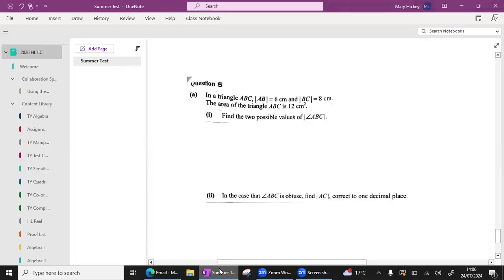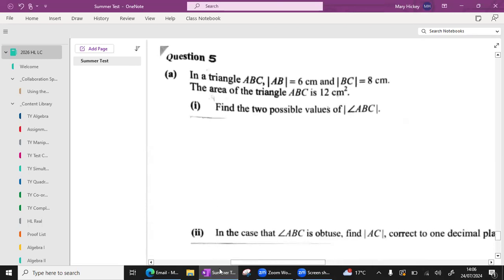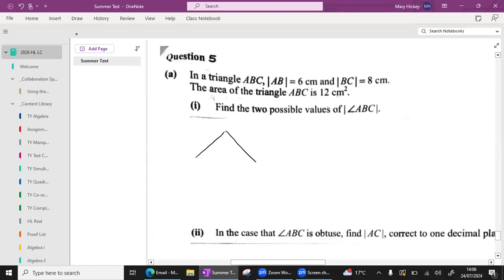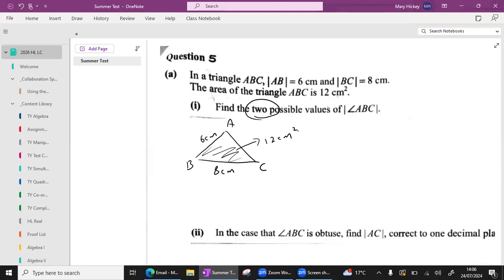So the trigonometry question: in the triangle ABC, AB is 6, BC is 8, and the area we're told is 12. So what we can do is just a little sketch A, B, C, for example. So AB we're told is 6, BC we're told is 8. And we know that the area of the triangle is 12.